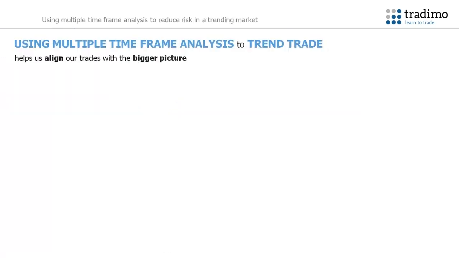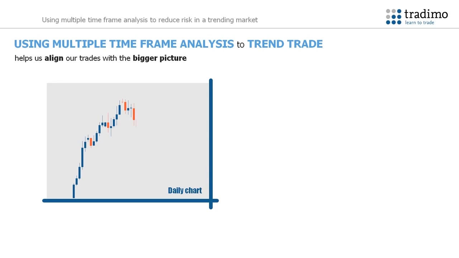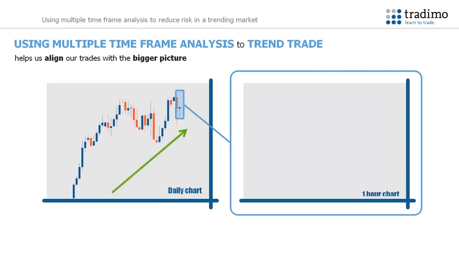Multiple timeframe analysis works because it helps us align our trades with the bigger picture. By observing the direction of the trend on a higher timeframe and then waiting for the lower timeframe to be in alignment before looking for trades, we increase the probability of a winning trade as well as reduce the size of the initial stop loss.